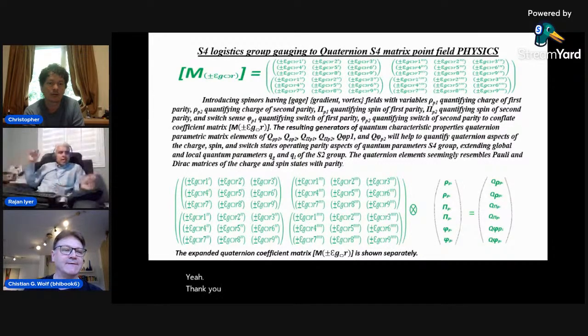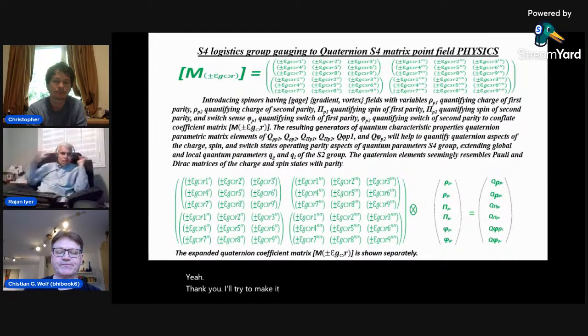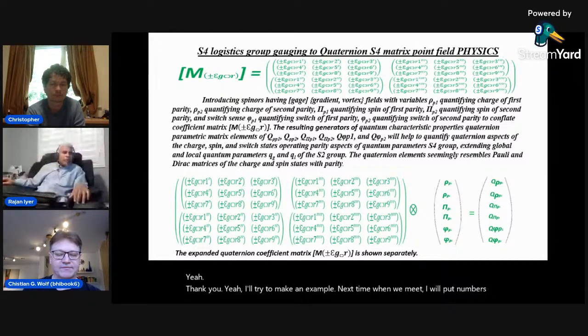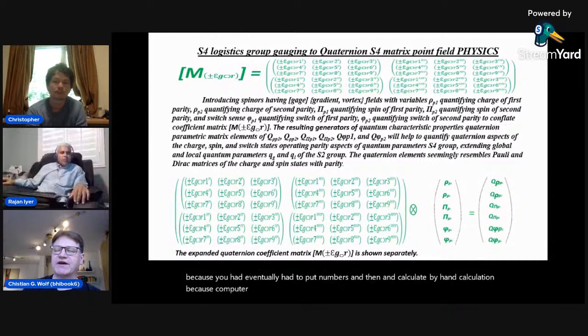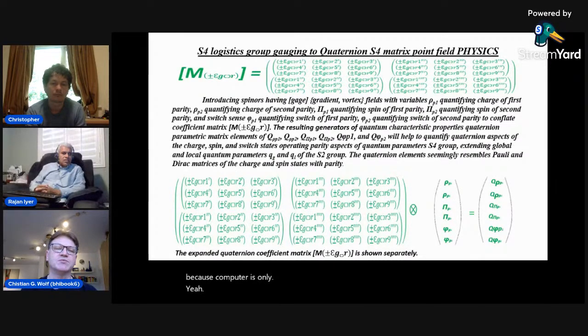Thank you. Yeah, I'll try to make an example. Next time when we meet, I will put numbers there, because you have to eventually put numbers and do a hand calculation, since the computer only finds a way to agree on that. There's surely something behind it, and we need to understand what each of the symbols on a specific, super shortcutted example would come out as, from left to right, in full detail. Yes. You can even email that to us, Raja.